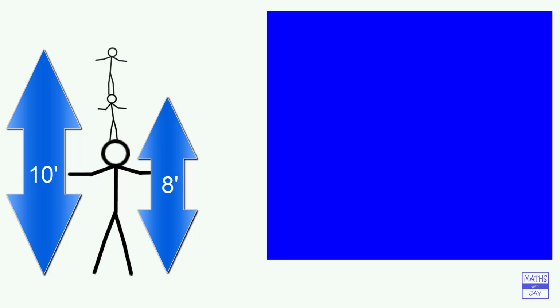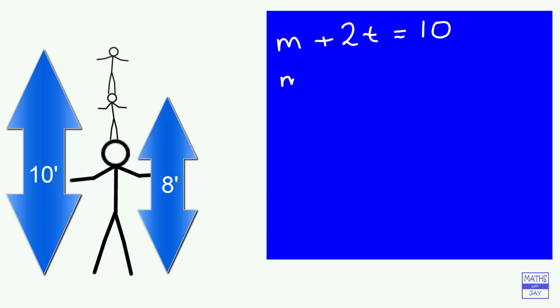Here, m could represent the height of the man, and t the height of one twin. So one equation is going to be, let's look at the one where we've got the man and both boys on top of him. That equation would be m plus 2t is equal to 10. And the other one, where we've just got one son on top of the man, that equation would be m plus t is 8.